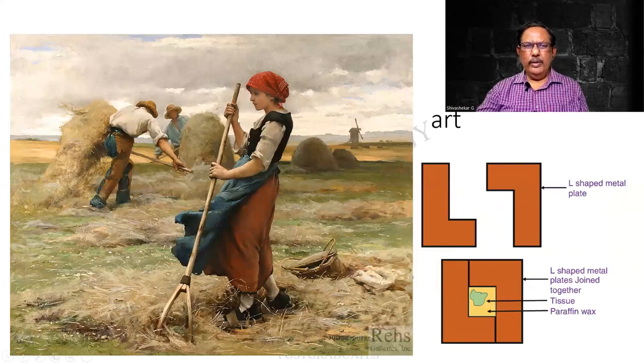Beautiful. A picture of an art. I think you people are able to appreciate this picture. Amazing one. And this is exactly what I meant. This is an earlier method of embedding. And these are called Leuckart's L pieces. L in the sense that when I put both of them together, I get a square-like space or a cubicle in which I place the tissue and then pour the molten wax over it, allowing it to solidify. So this is called embedding. It is not impregnation, it is embedding.